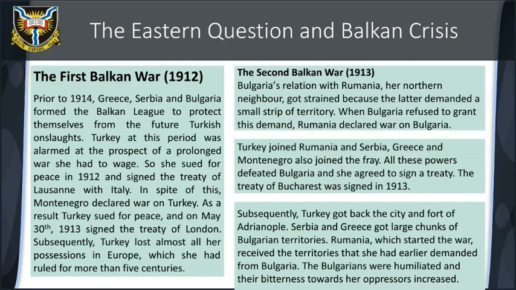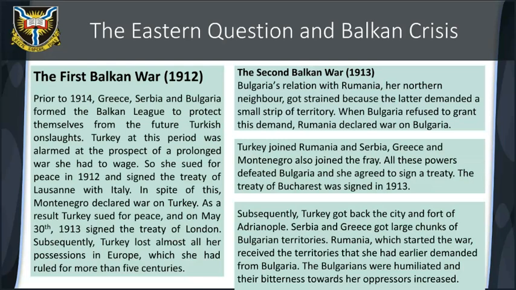The First Balkan War, 1912. Prior to 1914, Greece, Serbia, and Bulgaria formed the Balkan League to protect themselves from future Turkish onslaughts. Turkey at this period was alarmed at the prospect of a prolonged war she had to wage, so she sued for peace in 1912 and signed the Treaty of Lausanne with Italy. In spite of this, Montenegro declared war on Turkey. As a result, Turkey sued for peace and on May 30th, 1913, signed the Treaty of London. Subsequently, Turkey lost almost all her possessions in Europe, which she had ruled for more than 5 centuries.